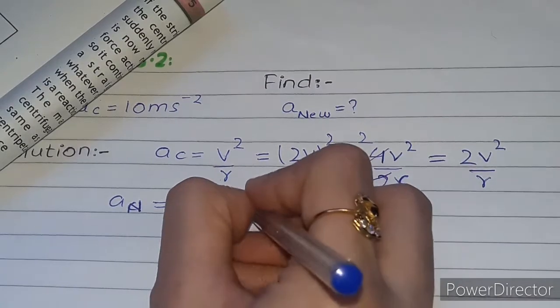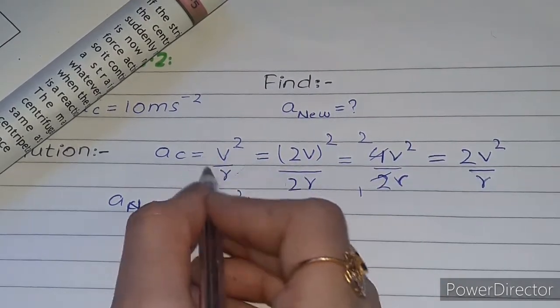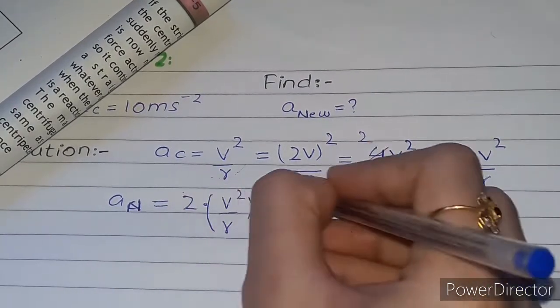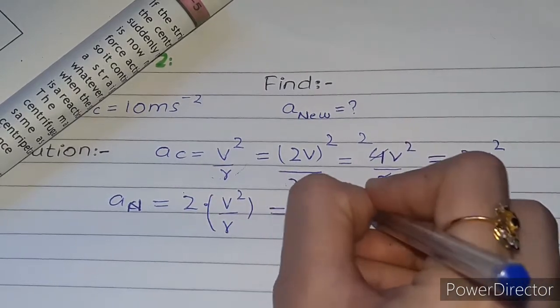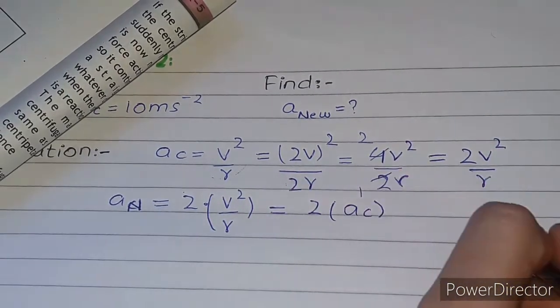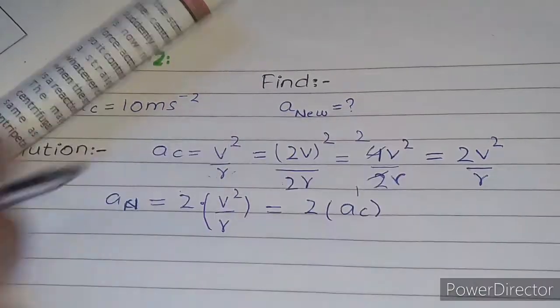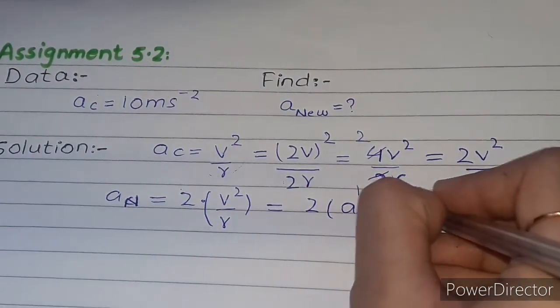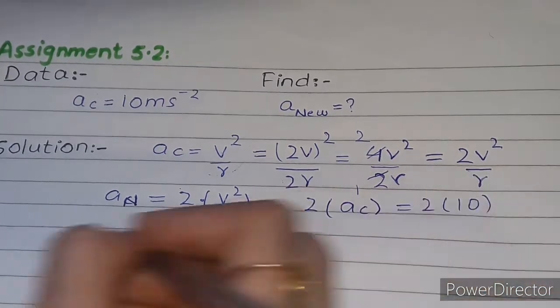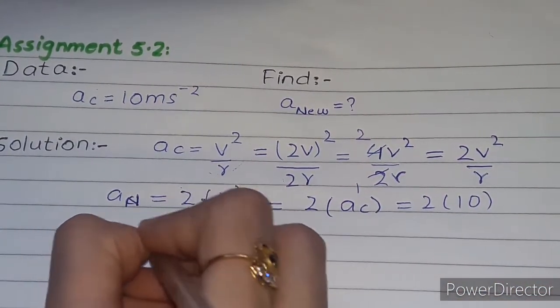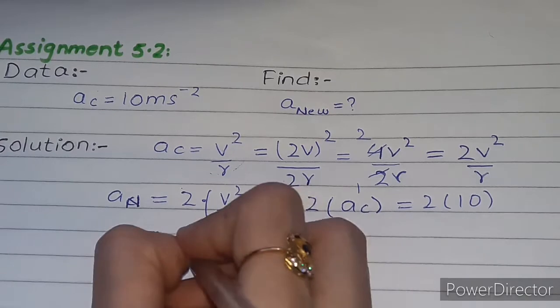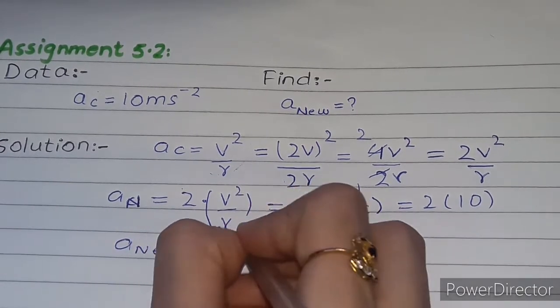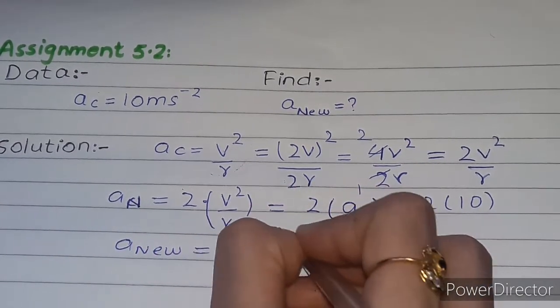V square divided by r is equal to centripetal acceleration. So we can write here 2 into centripetal acceleration. The centripetal acceleration value is given as 10. So 2 multiplied by 10. We find the new acceleration, which is 2 into 10, 20 meter per second square.